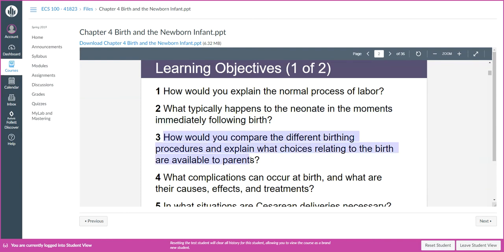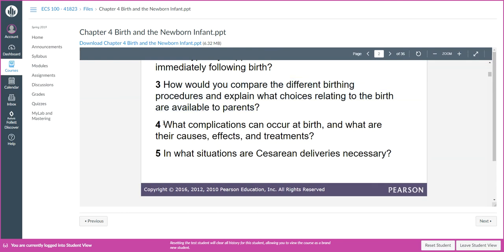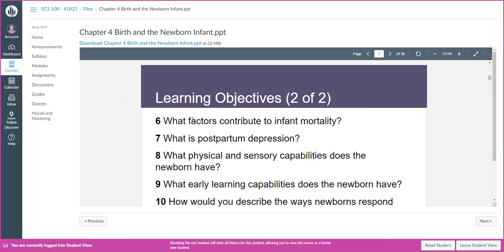How would you compare different birthing processes and what those choices look like for parents? And then also we're going to look at complications of birth: causes, effects, treatments, cesarean deliveries. Are they necessary? We're also going to talk about infant mortality and, interesting enough, how different countries rate. How many more babies die at birth than in other countries? In fact, the United States isn't as good as you think it is compared to other countries. Postpartum depression, a really important one there.